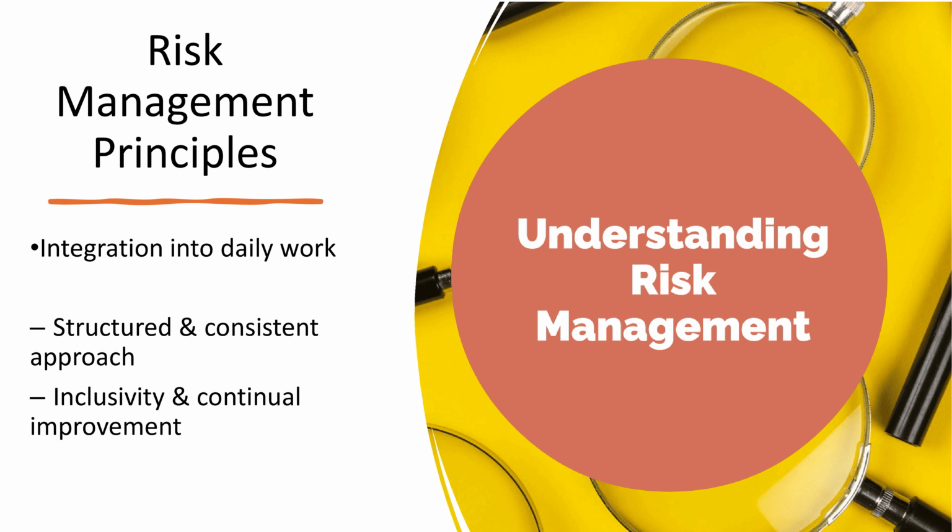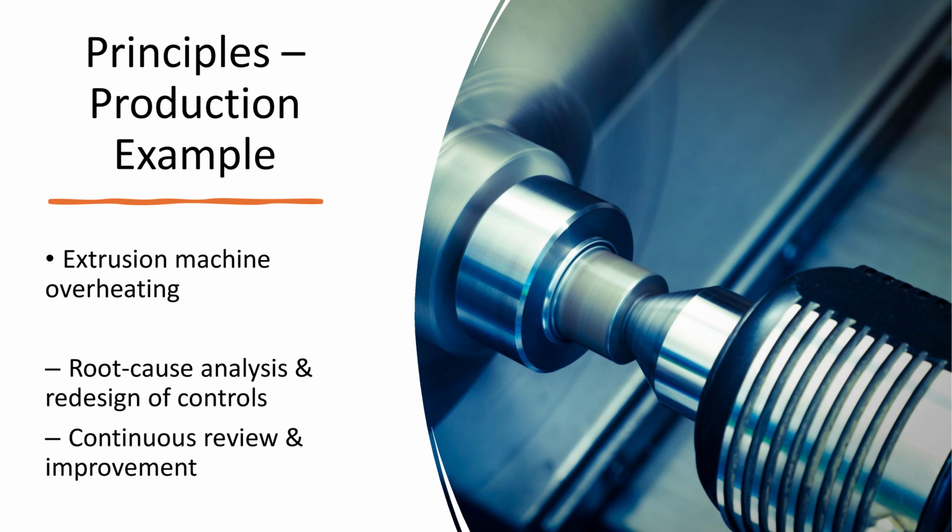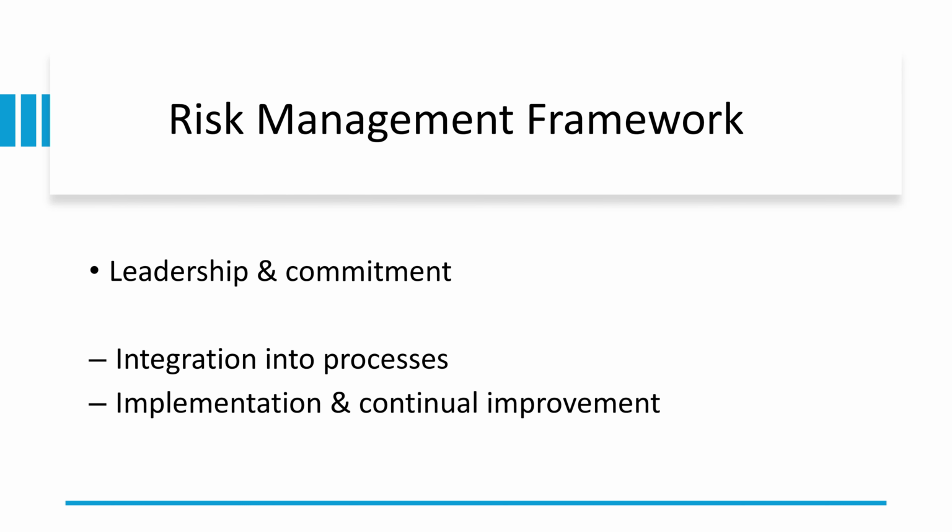Example: imagine your extrusion machine overheats regularly. Instead of reacting each time, a principle-based approach would involve analyzing the root cause, redesigning the control measure, and reviewing the change after implementation. Good principles need a strong framework, so let's examine what that looks like. A risk management framework outlines how an organization supports risk processes.